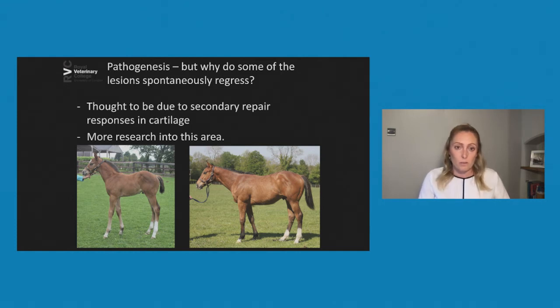So some lesions do spontaneously regress, and this is thought to be due to a secondary repair response which can occur within the growth cartilage and the bone. But we need to do more research into this area to work out exactly why this is occurring.